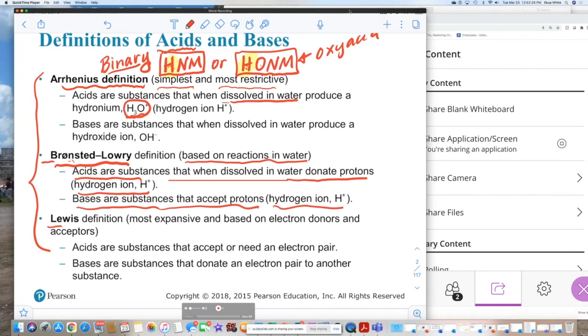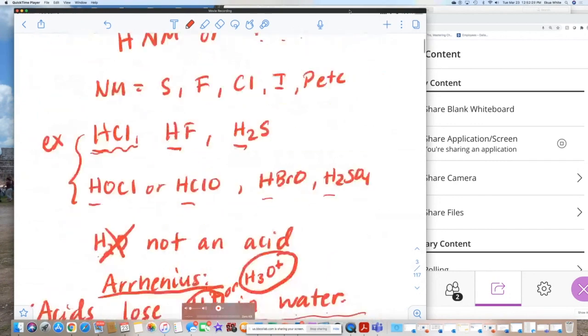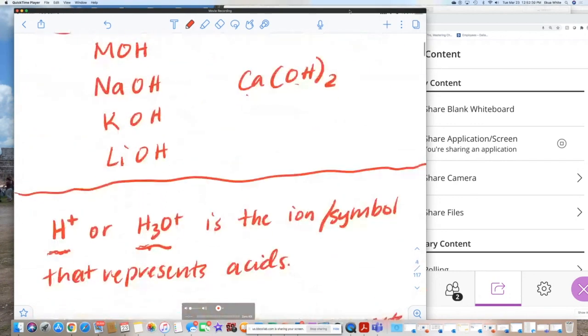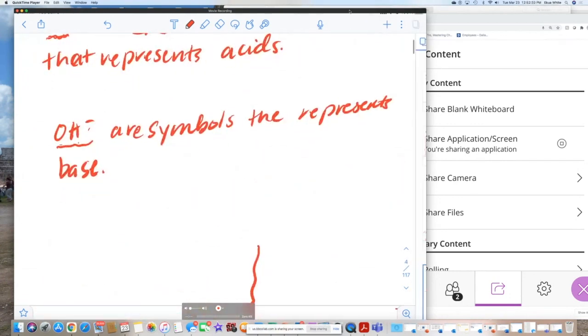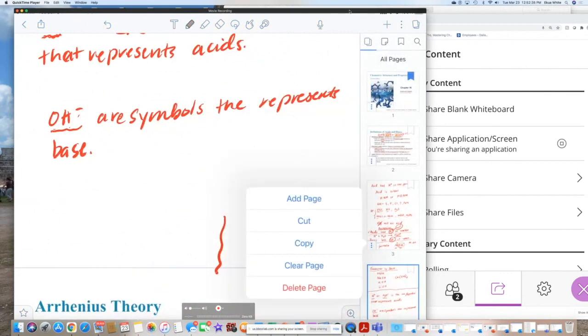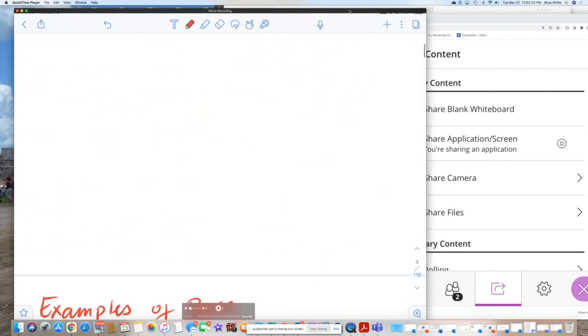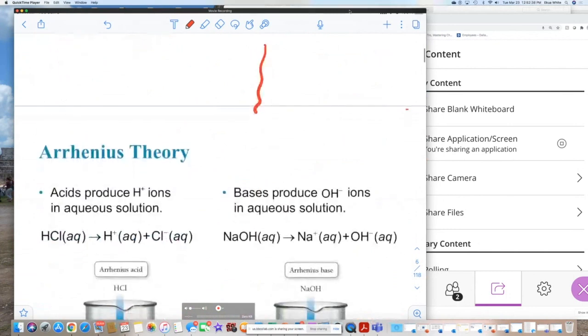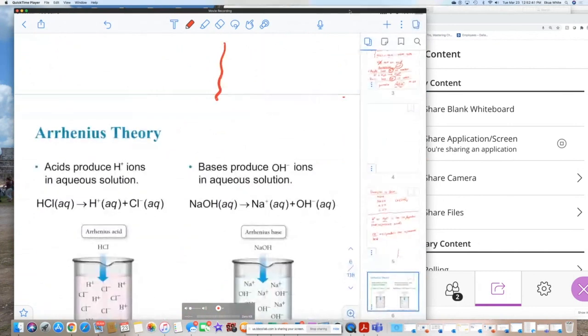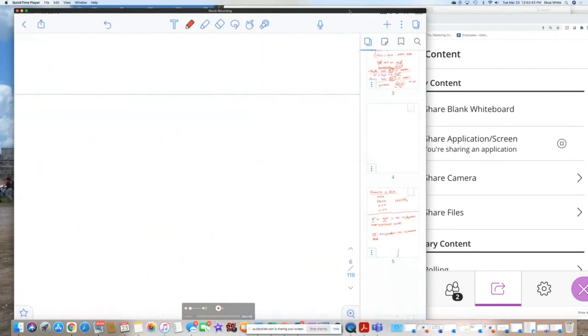Oh, okay. So here, we're moving on to this next group. And what they're saying is an acid is any chemical. Oh, I think I added this in the wrong place. An acid, let me add the page here.